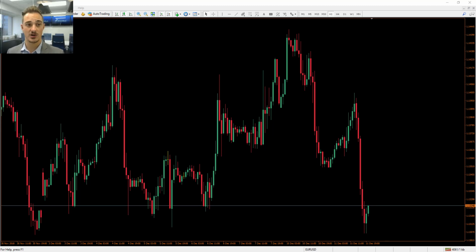So here we've got the Euro US dollar. Interestingly, we had this head and shoulders pattern here that went down and actually hit a support area. So first of all, we can see that this was a support area. I'll use just a horizontal line to draw it for you guys.